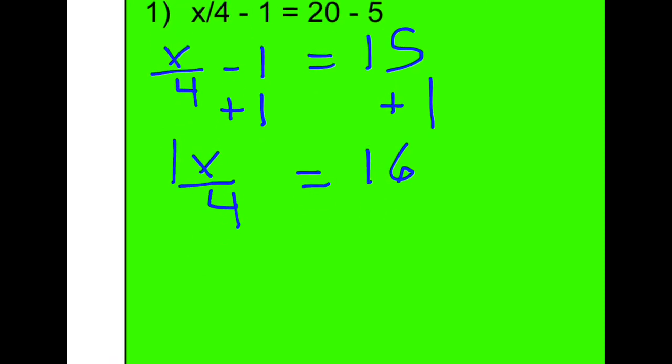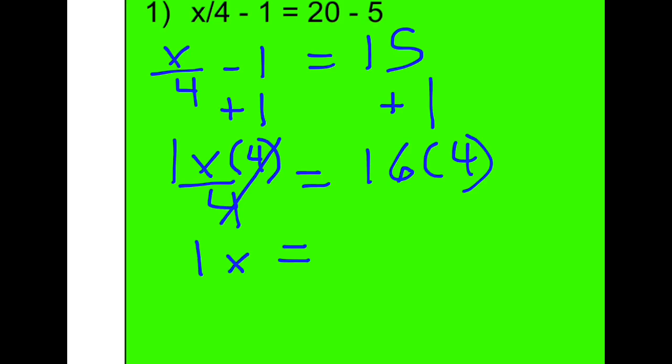You have a division equation now. So the opposite of divide by 4 is to multiply by 4. And remember, we use parentheses for that. That leaves us with 4 divided by 4 leaves us with 1x equals 16 times 4 is 64. Or x equals 64. Okay. So it's all the things we already know, just combining them.